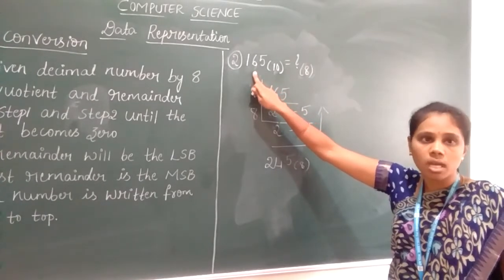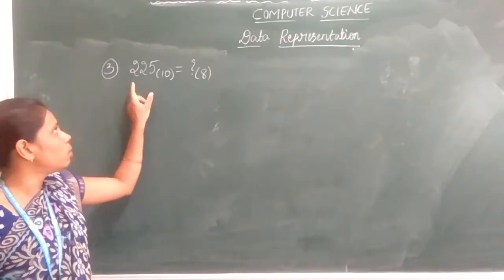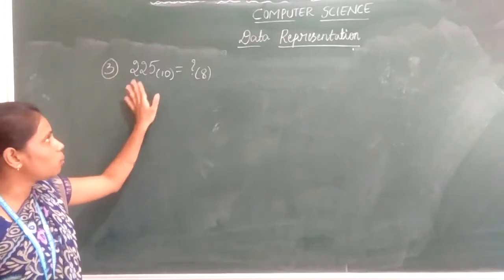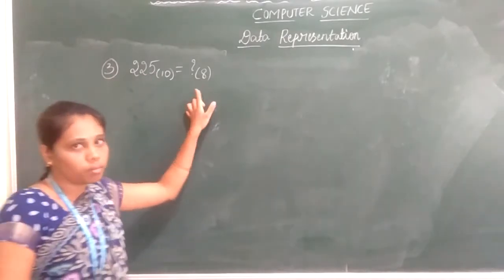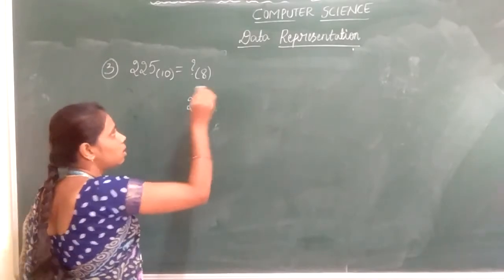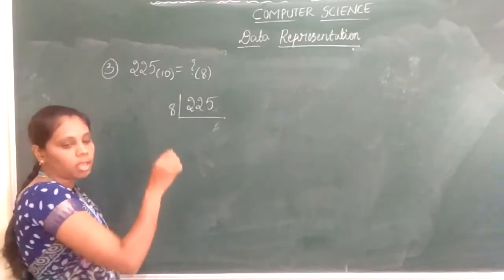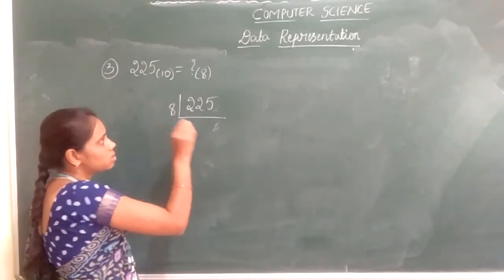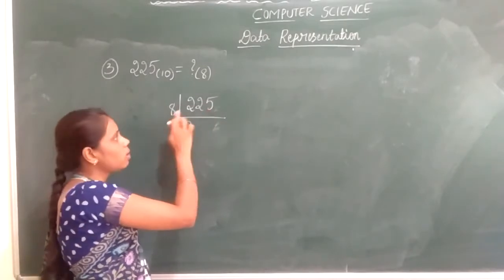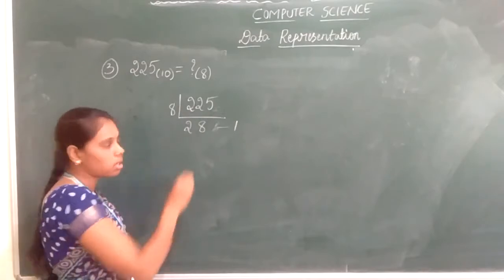We will see a few more examples. So this is another example problem, that is 225. This is the decimal number. This should be converted to an octal number. Now consider this decimal number and divide it by 8. So 8 2s are 16. The left out is 6. Now it will become 65. 8 8s are 64. Now remaining is 1.